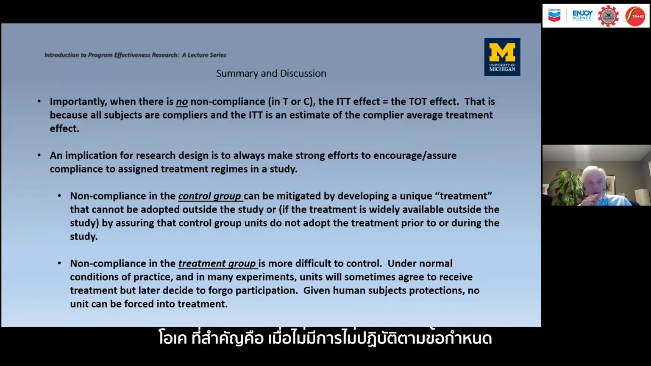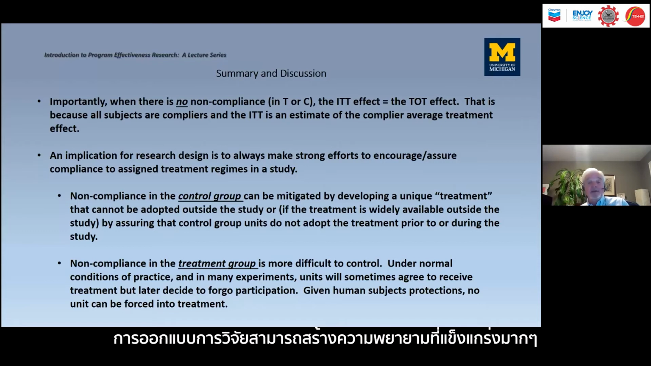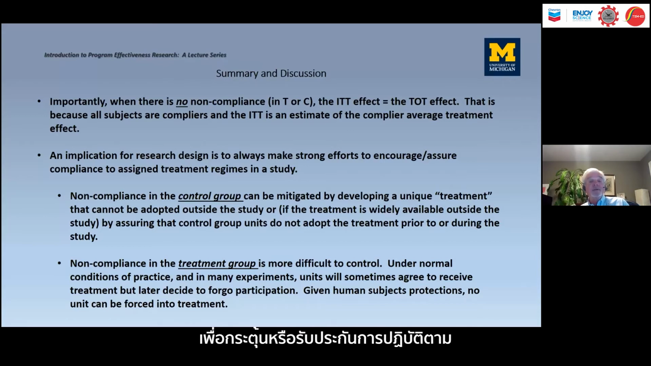Importantly, when there is no non-compliance, either in treatment or control, the ITT effect is equal to the TOT effect. That's because all subjects are compliers, and the ITT is an estimate of the complier average treatment effect. So an implication of this is that good research design always makes very strong efforts to encourage or assure compliance to the assigned treatment regimes.